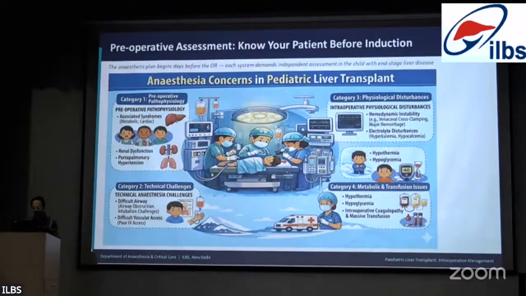The second is the technical challenges of difficult airway in pediatric patients, which was discussed by her, and difficult IV access, particularly as the children are very small. We require large bore IV access to account for massive transfusions. Then come the physiological disturbances that happen intraoperatively due to hemodynamic instability during cross clamping, blood loss, various electrolyte disturbances, and issues associated with massive transfusions like hypothermia and coagulopathy.